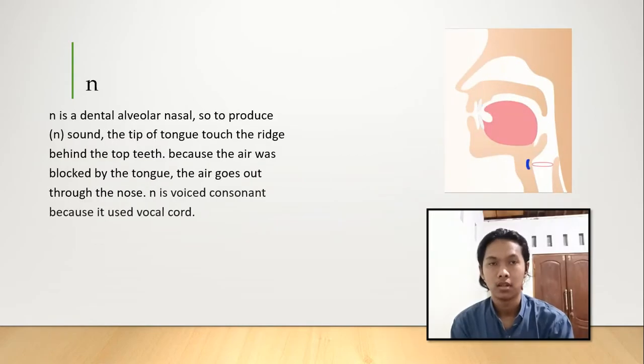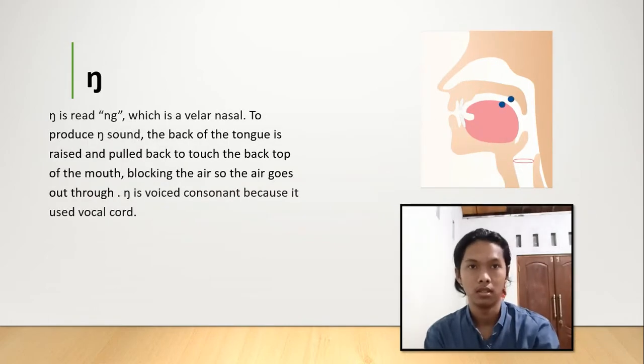The next nasal sound is the N sound. The N sound is a dental alveolar nasal. To produce the N sound, you need to put the tip of your tongue on the ridge behind your teeth, so your tongue blocks the air and the air goes out through your nose. The N sound is a voiced consonant because it uses and vibrates the vocal cords.